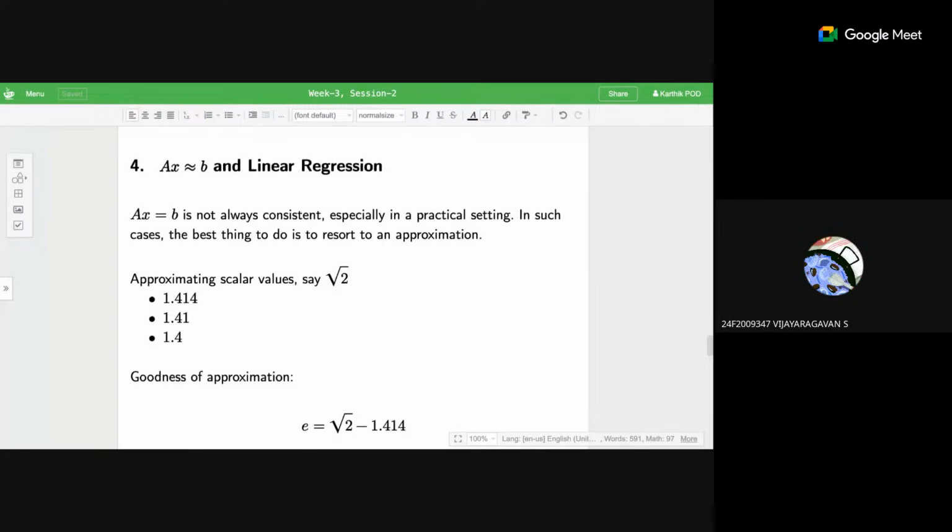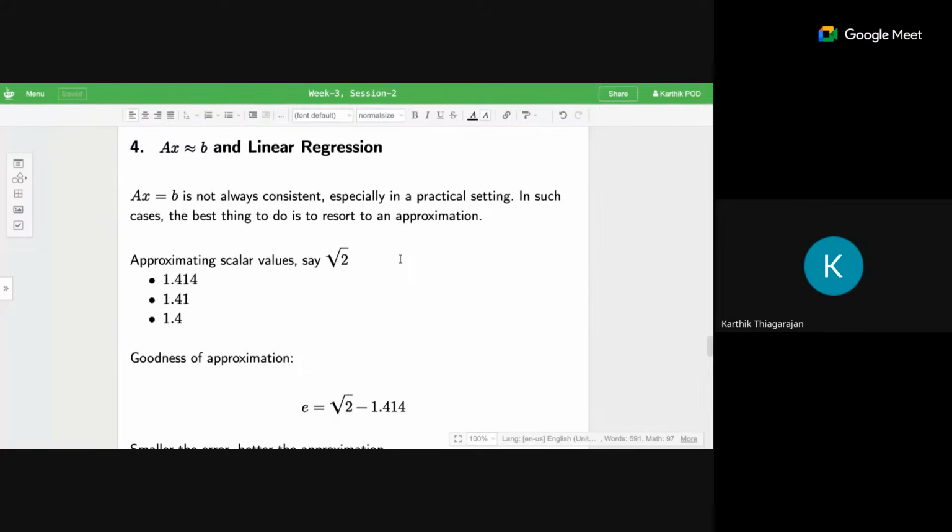Here, if it is consistent, you always go for the consistent solution that is there, right? So it's not always consistent means we can consider that as it is always inconsistent? No, it could be inconsistent, it could be consistent.